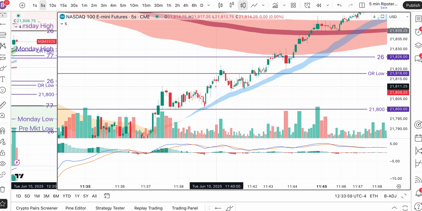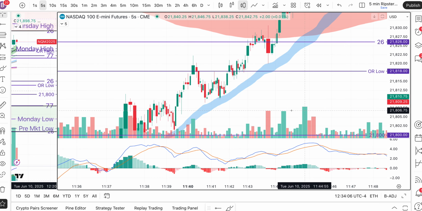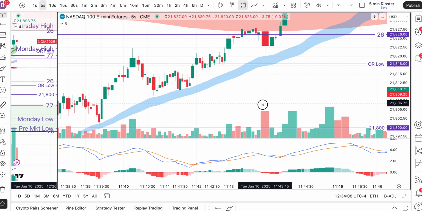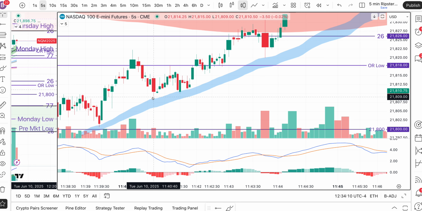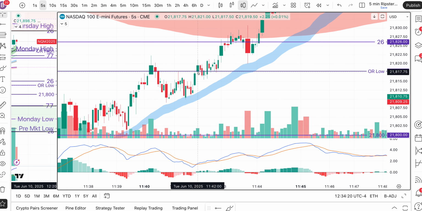Okay, so anyway, at 11:40, that's right here, price started to drift down to the cloud, and I waited for an actual touch. It didn't quite touch it here, so I waited for an actual touch, which I got right here, and I bought here at 21,812.75. Now the problem is that I sold it very rapidly at about 21,817.75 for a $500 profit.